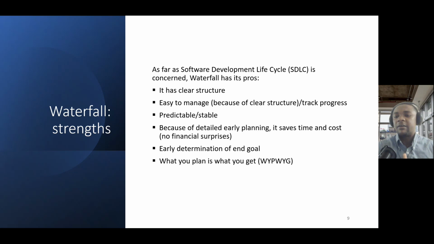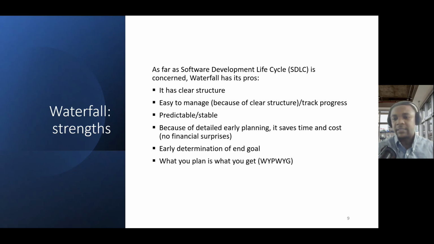What makes it appealing to use for building a project? It has a clear structure, right? So you see when I was explaining the design, the requirements, implementation, maintenance, it has a very clear cut-out structure. It is easy to manage because of the clear structure, and it can easily track progress. As the team moves from one stage to the other, you can really see what they are doing at each point, right?